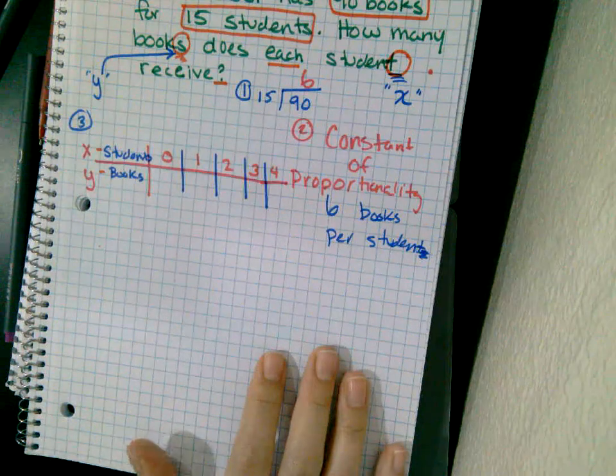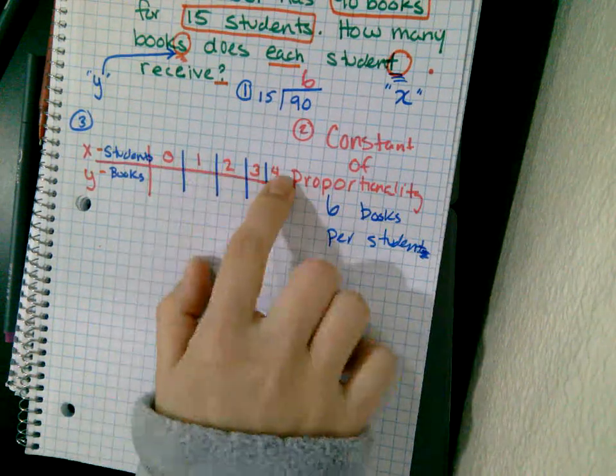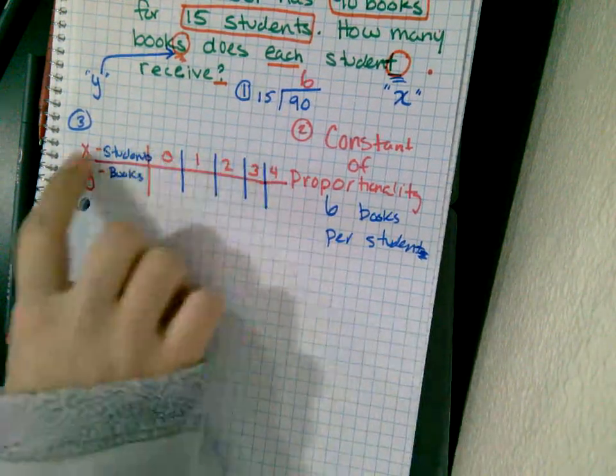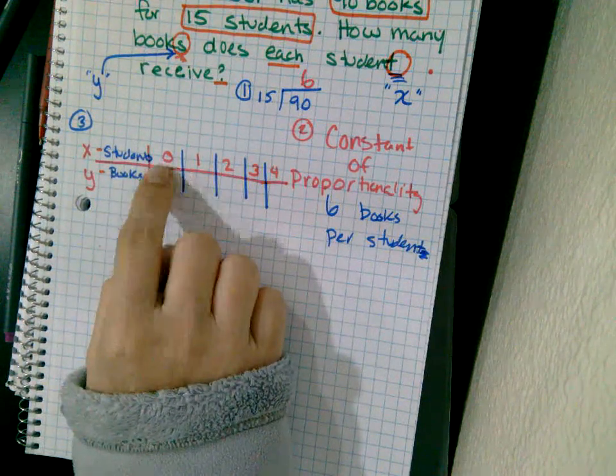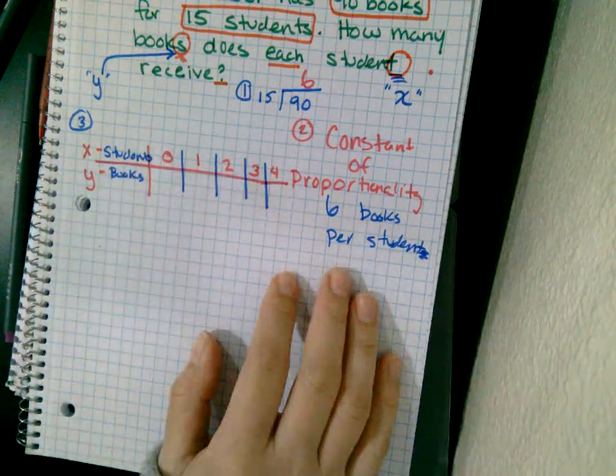We're okay? Okay. So these are the numbers you choose. You get to choose these numbers on X. Choose the easiest numbers in the world: 0, 1, 2, 3, 4. Easiest numbers. Don't be all complicated.